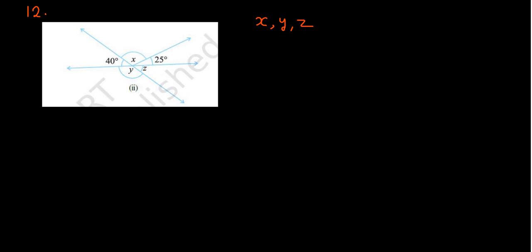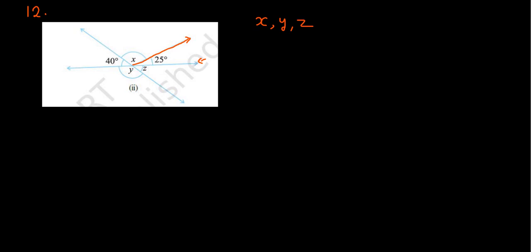In this, a single ray is given, the other two are lines. So a ray is making an angle of 25 degree with this line. Okay, let us solve this question.